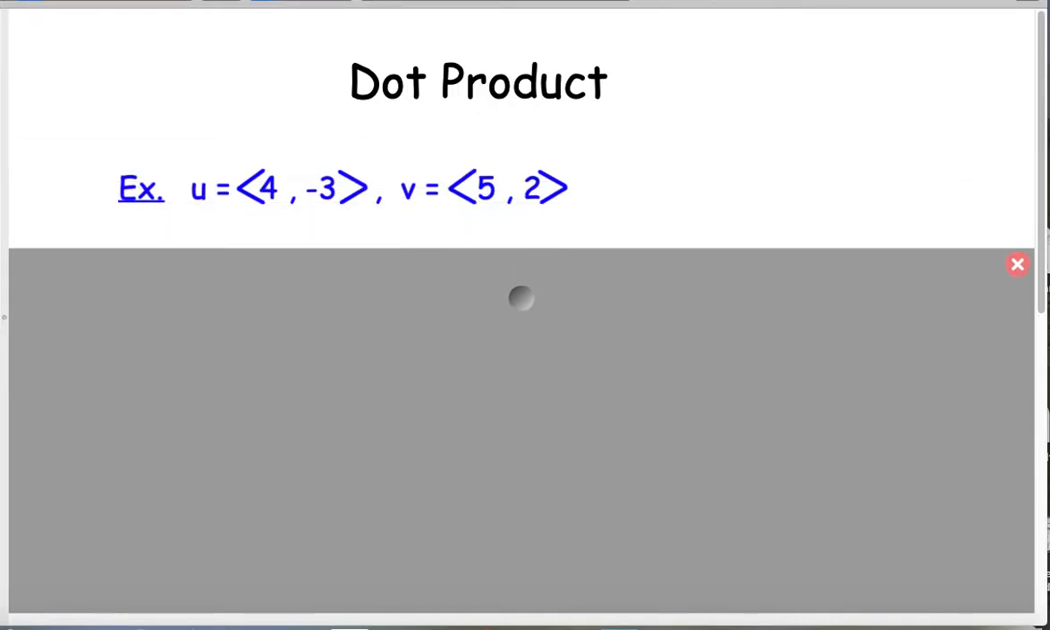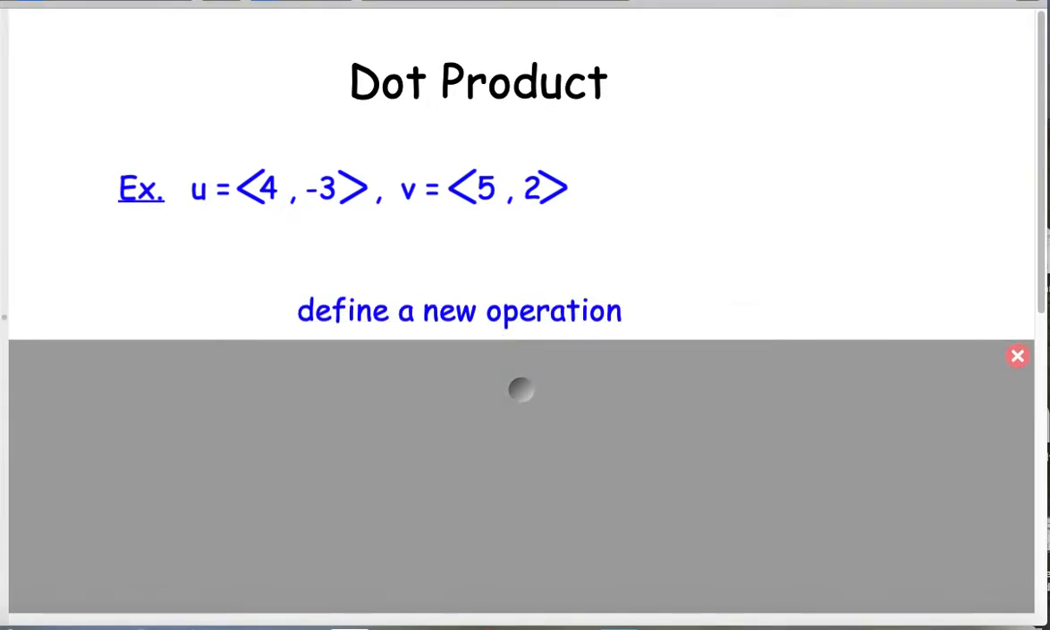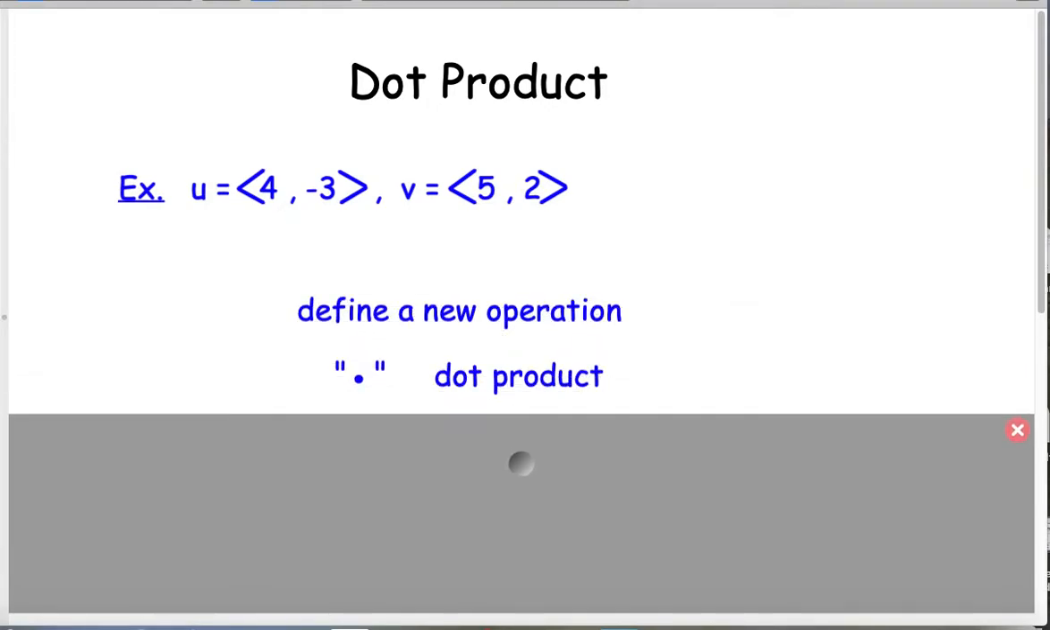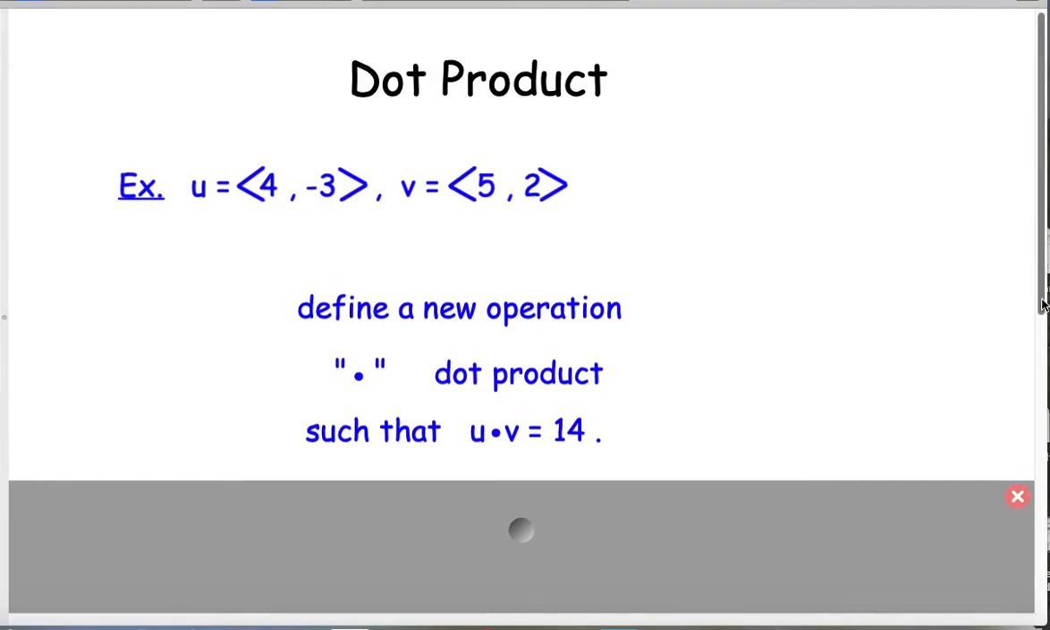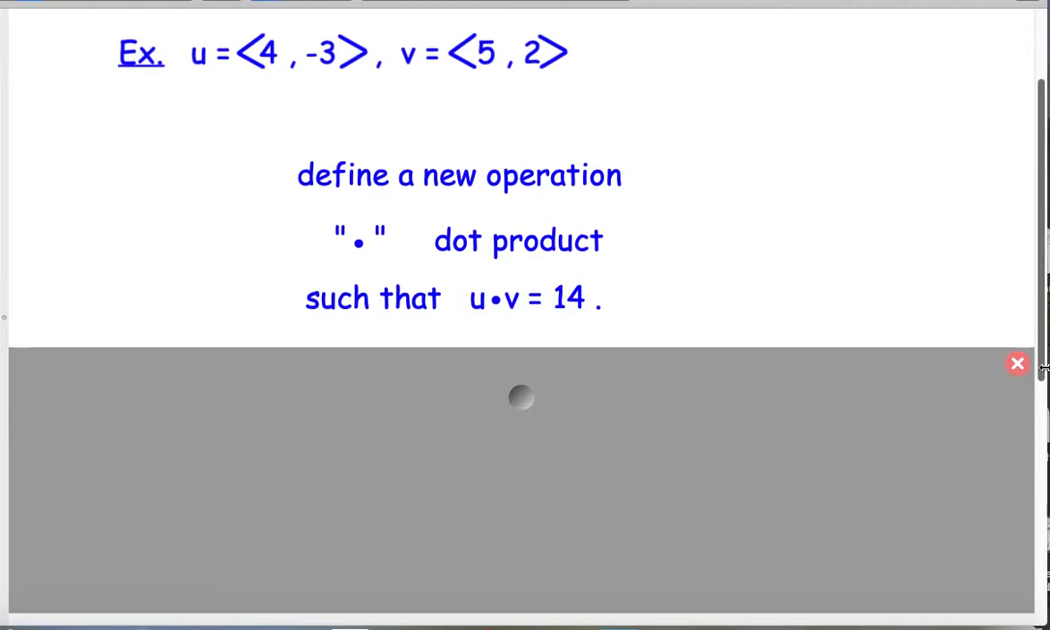So for example, if I have these two vectors u and v, I want to define this new operation called the dot product, and we use just a dot, kind of like we've used multiplication in the past, such that u dot v is equal to 14. And you'll notice in IB, in text, they don't use a dot for regular multiplication of numbers. I guess they don't want us to confuse it with the dot product of vectors.